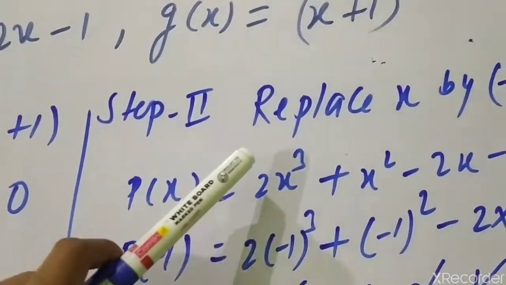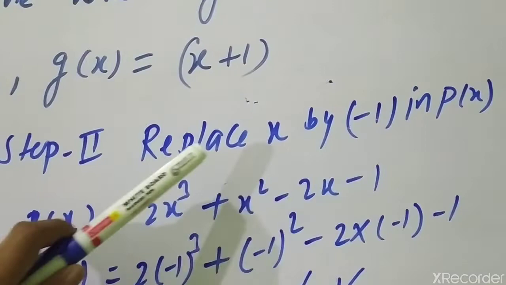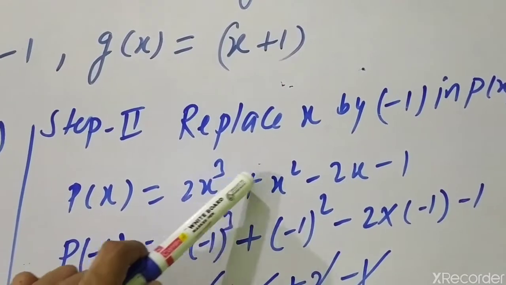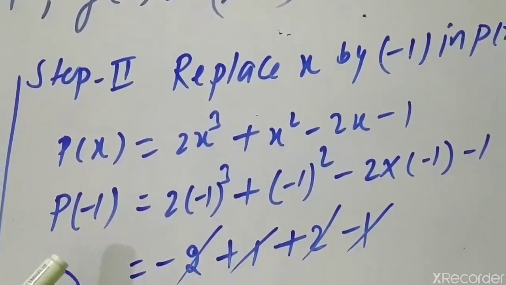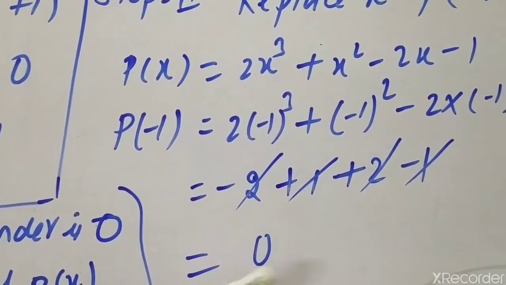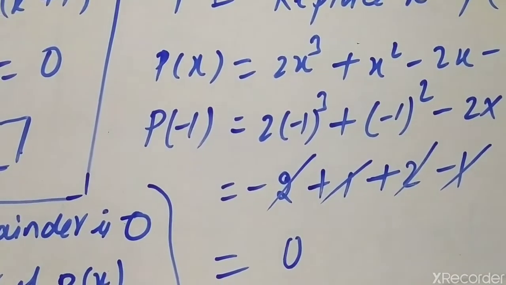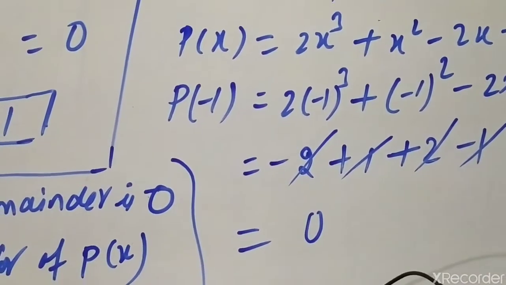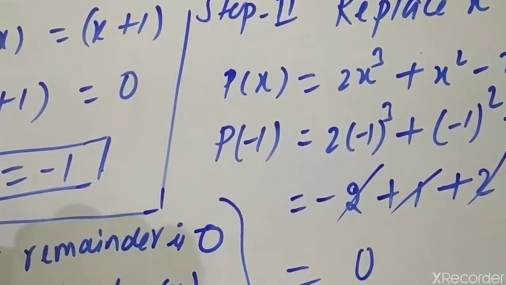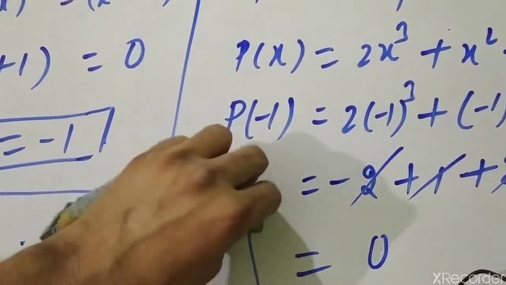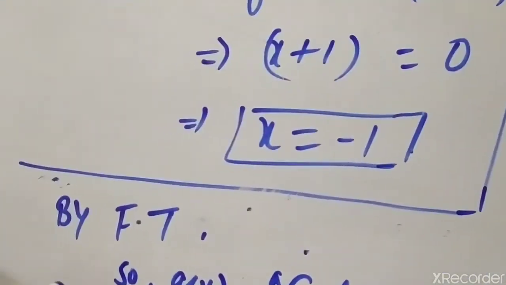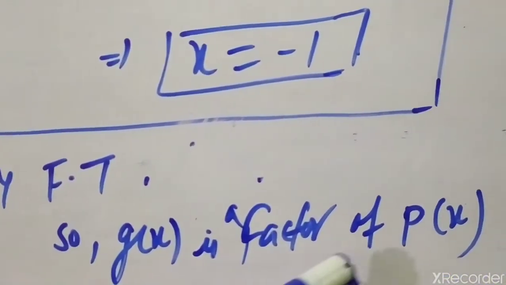Step 2: replace x by minus 1 in the polynomial. So p of x equals 2x cube plus x square minus 2x minus 1. After calculating, p of minus 1 equals 0. Sorry, it's not a remainder here. What is the value of p of minus 1? It equals 0. So by the factor theorem, g of x is a factor of p of x.